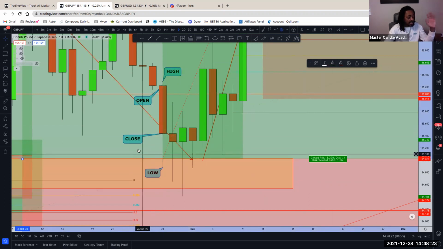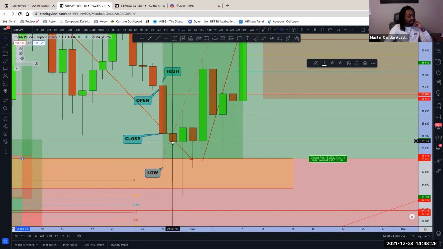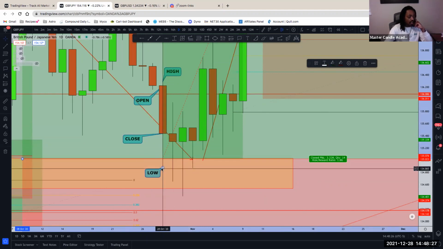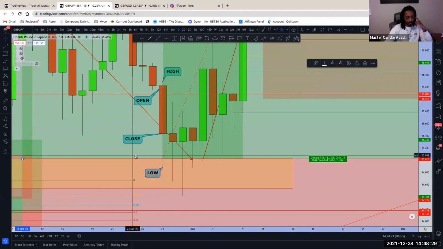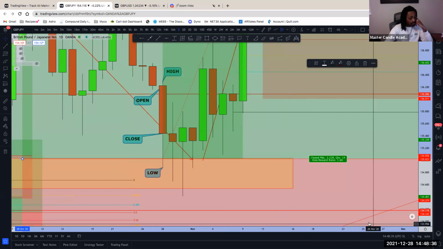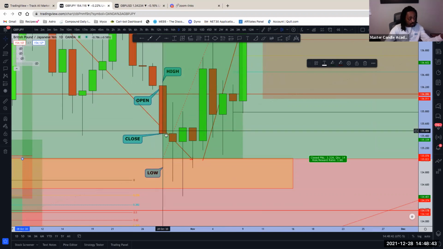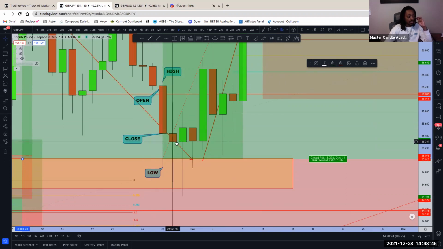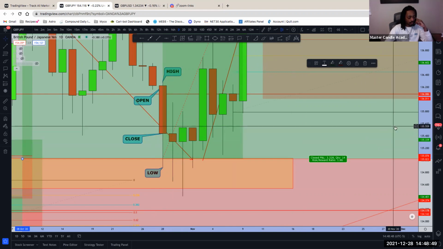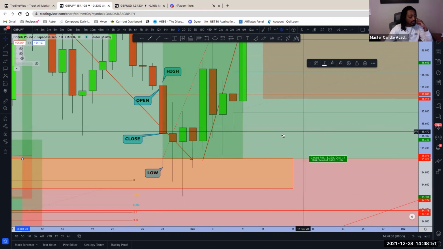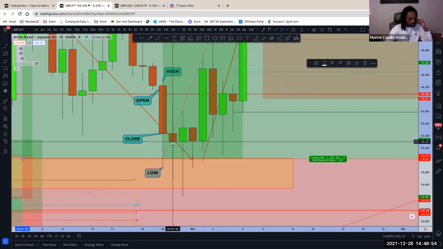Now, looking at this and understanding this, did this candle break the low? Yes or no? Did it? Are you sure? Remember what I just told you guys: the open and the close. Where does this candle close?